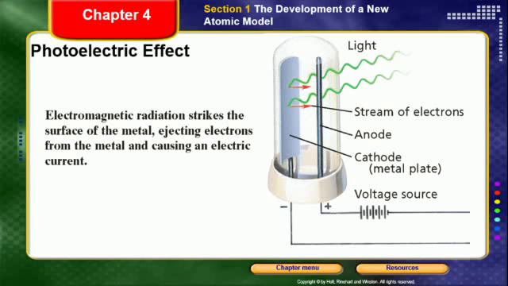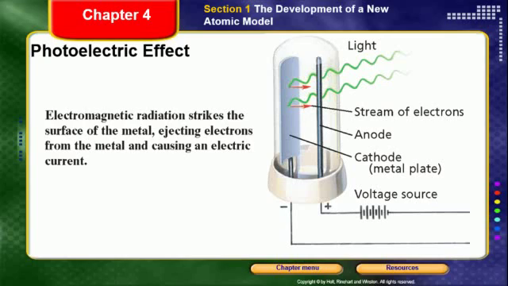Now, how does the photoelectric effect work? Well, we're shining light on some metal. So electromagnetic radiation strikes the surface of the metal, and it is that light, or more specifically, the energy from that light that is ejecting electrons from the metal. How do we know that electrons are being ejected? We can now see an electric current where before we could not.